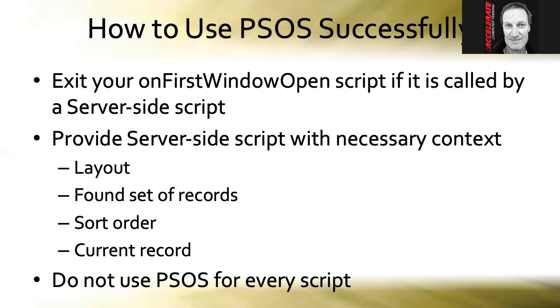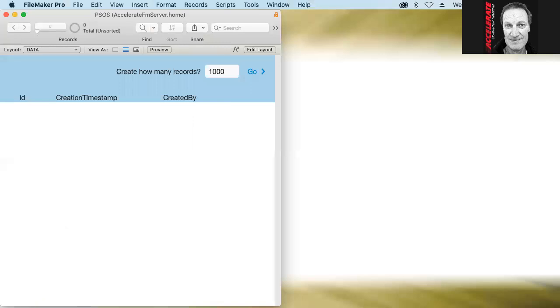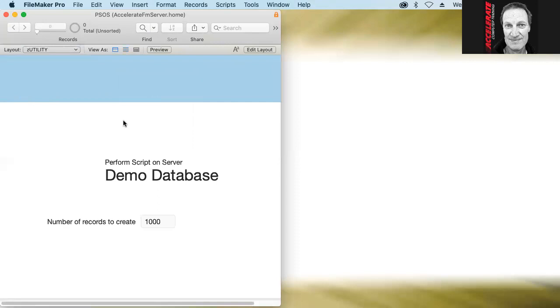Let's go into my demo file for this session so I can show you how to use the PSOS script step, how to exit out of the onFirst window open script if it's run in a server-side session, and how to establish context. So here's this sample PSOS database that I have built for this particular session. And I'm going to get into our script workspace.